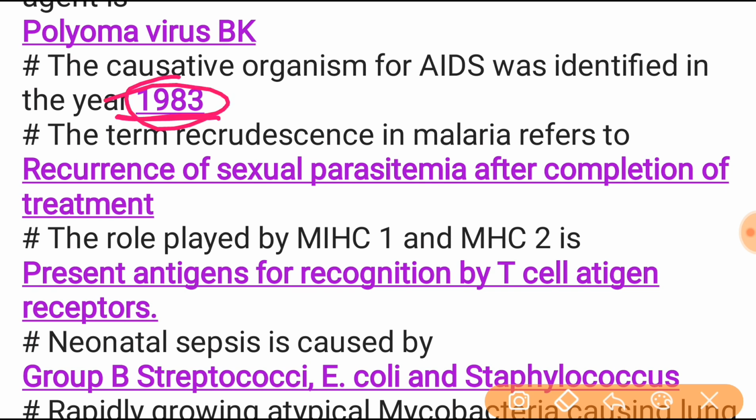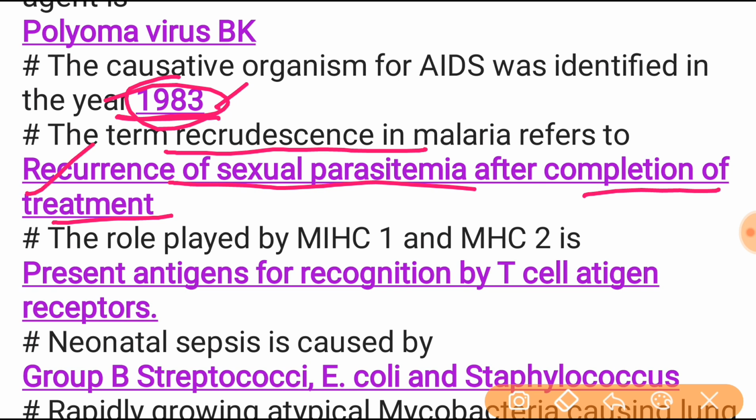This was asked in the AIIMS PG. The term recrudescence in malaria indicates the recurrence of the asexual parasitemia after the completion of the treatment. This is known as recrudescence, that means to recur again.